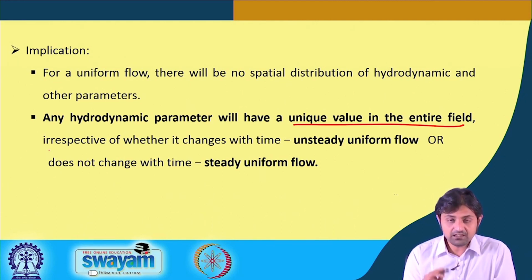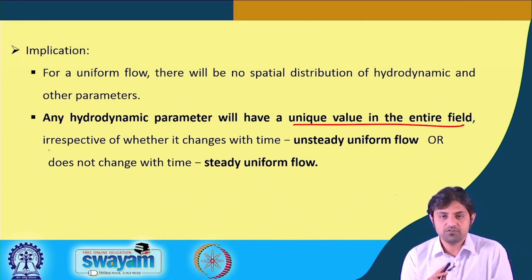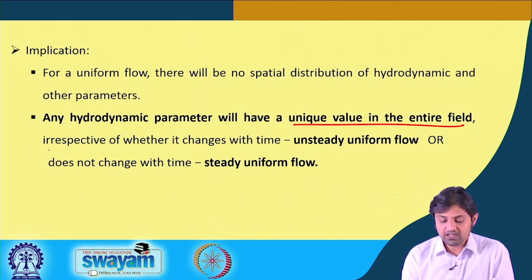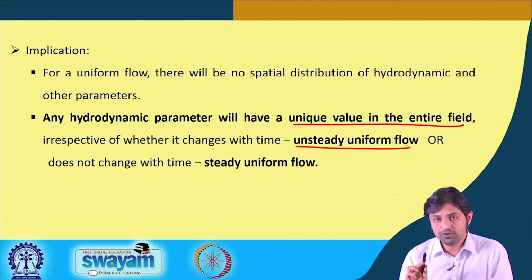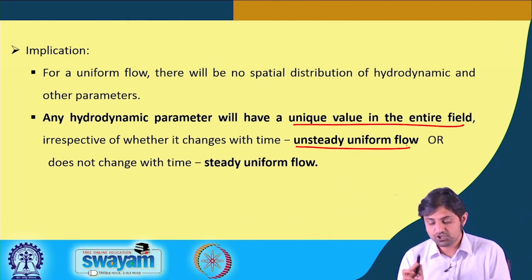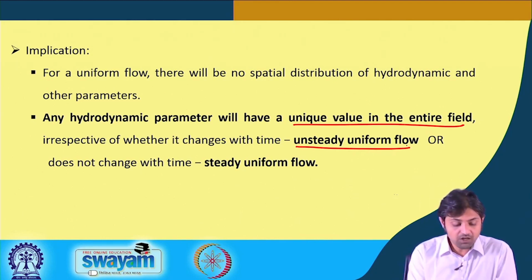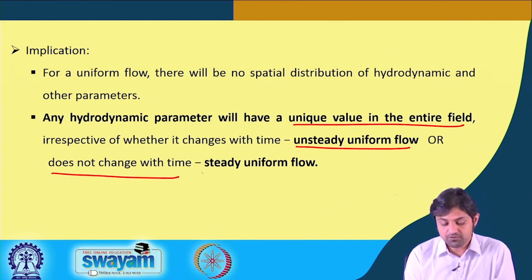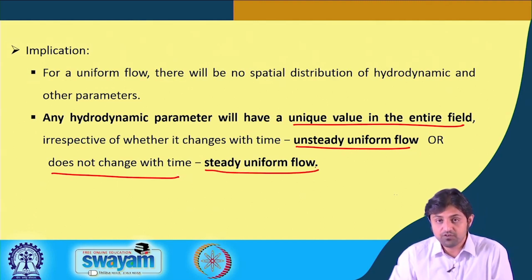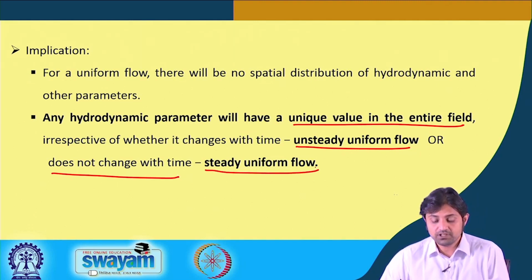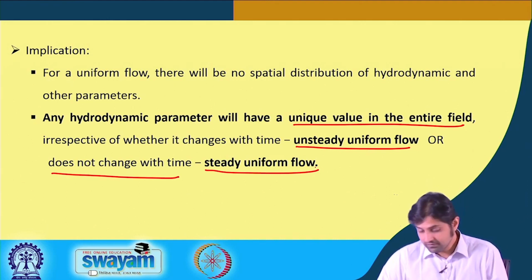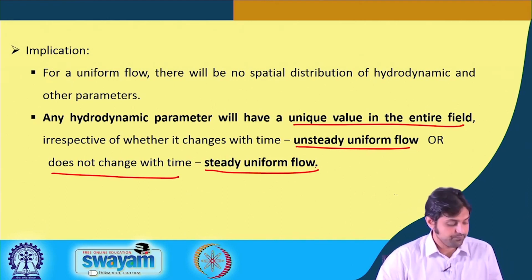So, combining the steady and unsteady with uniform and non-uniform, we can have either unsteady uniform flow, which means the velocity will be only a function of time, or actually it might not even change with time as well. This type of flow can be called steady uniform flow. So, the flow properties are neither going to change in space nor with respect to time. Okay, good.